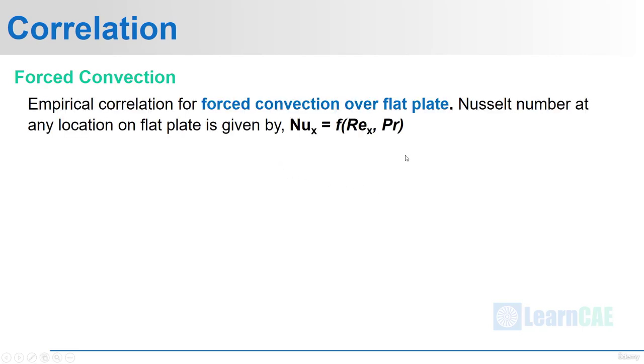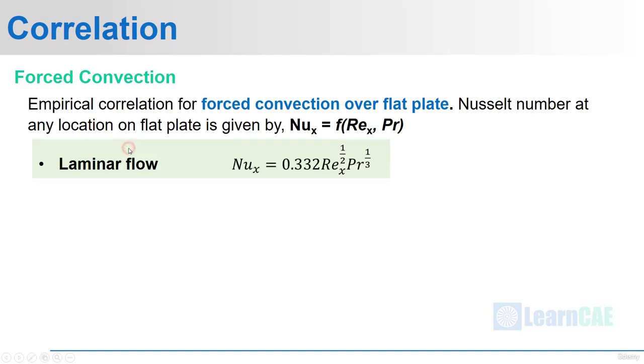Now we have seen the three non-dimensional numbers: Reynolds number, Prandtl number and Nusselt number. Now we shall see how to use these three numbers to find the convective heat transfer coefficient. We shall see the empirical correlation for the heat transfer coefficient in the case of forced convection over a flat plate. The Nusselt number at any location on a flat plate is a function of Reynolds number and Prandtl number. For laminar flow, the Nusselt number at any location x is equal to 0.332 Re^(1/2) Pr^(1/3).